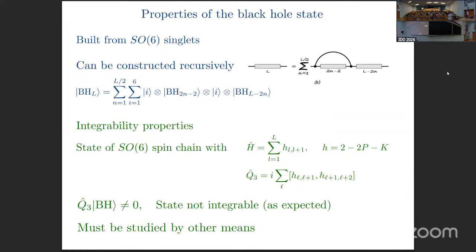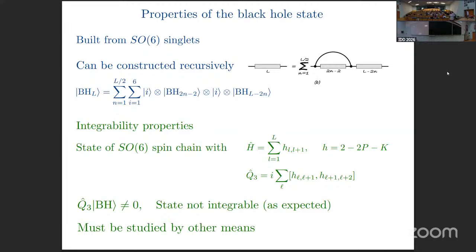Okay. So let's look a little bit more closely at this black hole state. As I just said, it's built from SO6 singlets, and you can construct it recursively. Let's say that you have built the black hole state up for length 2, 4, 6, and so on. Then you can build it for length L by making one singlet contraction. It's between side 1 and side n like this, and then filling out the internal part and the external part by smaller black holes. So this is a way of recursively constructing the black hole state.